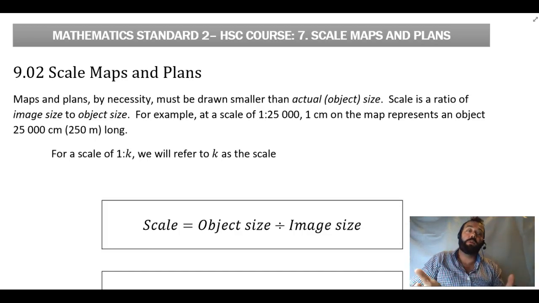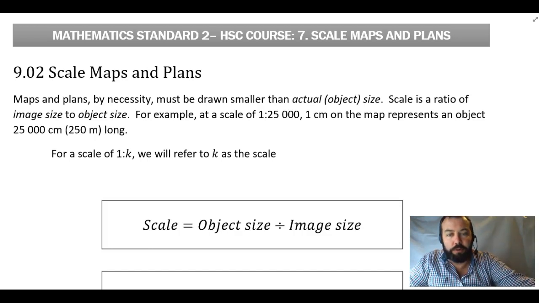Now we're going to expand on what we did in the last exercise and talk about scale in a bit more of a specific sense. I'm going to rely on this language even more: object size and image size. Remember, the object is the original, actual thing, and the image is the map or the plan or the photo perhaps. That's how we're going to do this.